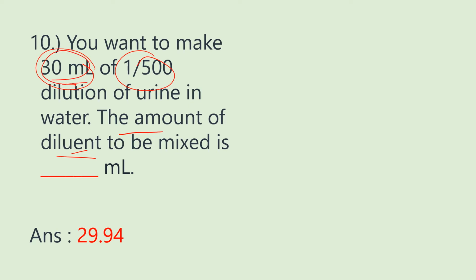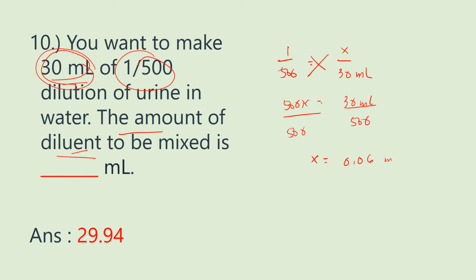So what you are going to do first is to determine the amount of the solute. So you have 1 over 500, which is equal to x over 30 ml. So you do cross multiplication. You have 500x is equal to 30 ml. Then you divide both sides by 500. So x now is 0.06 ml. So this is now the volume of your solute.